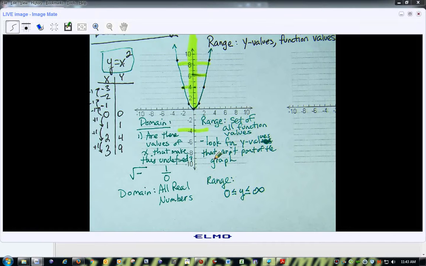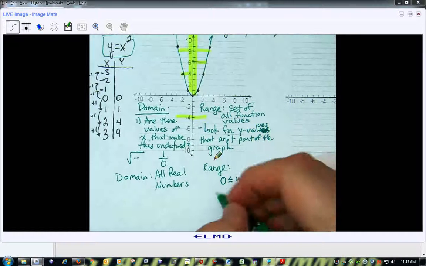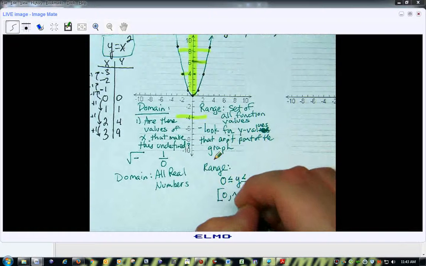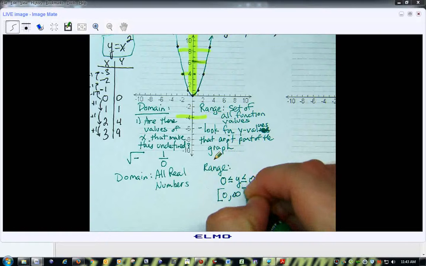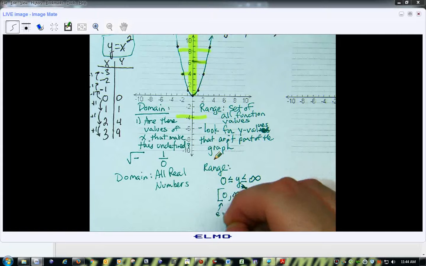Now, another way that you can write this is 0 to infinity. Well, you can't have brackets with infinity, but you can have parentheses. A bracket means we can equal 0.